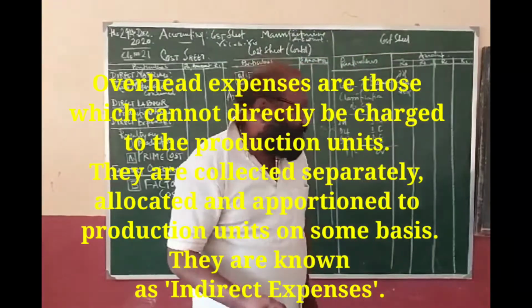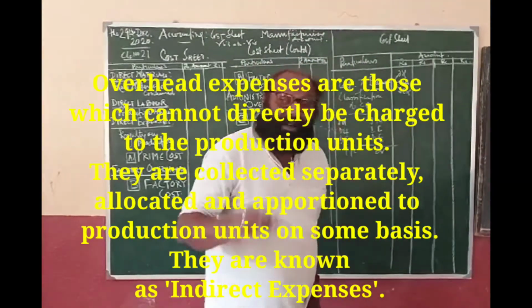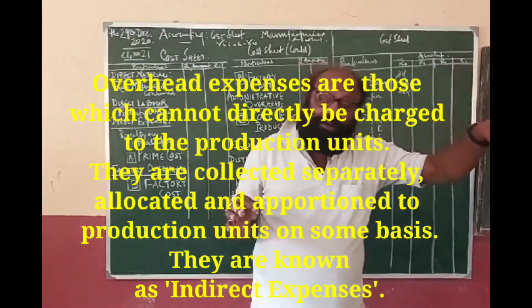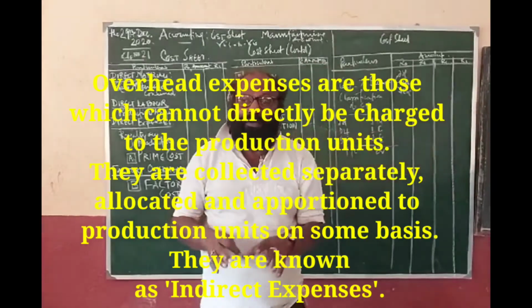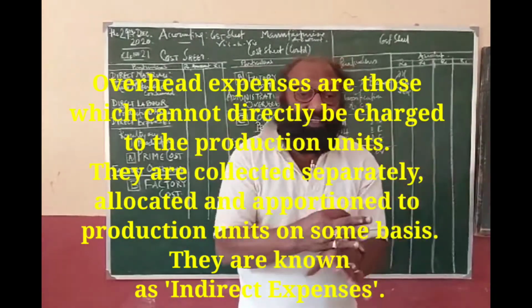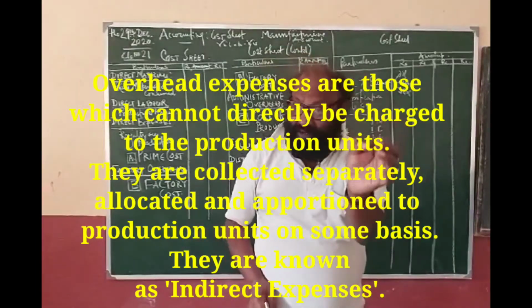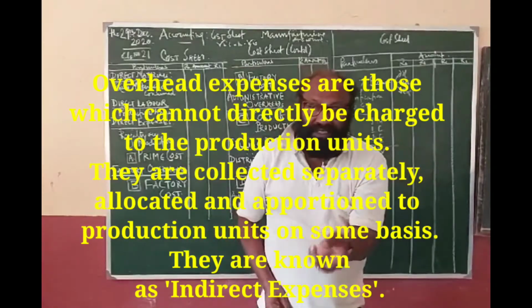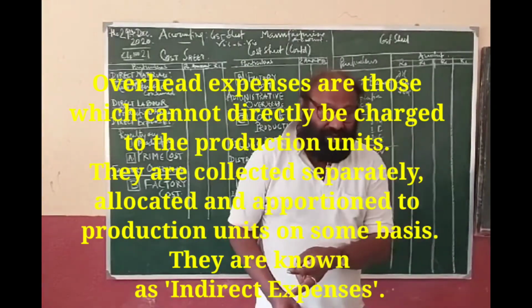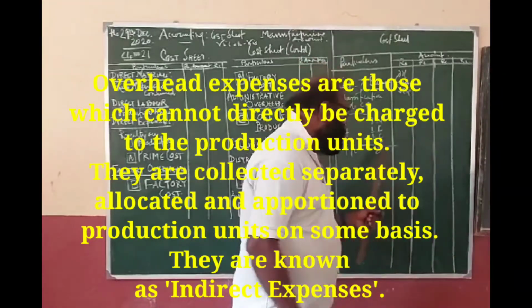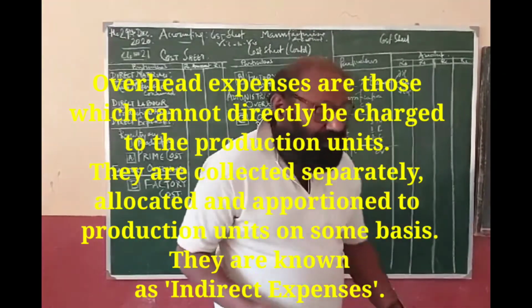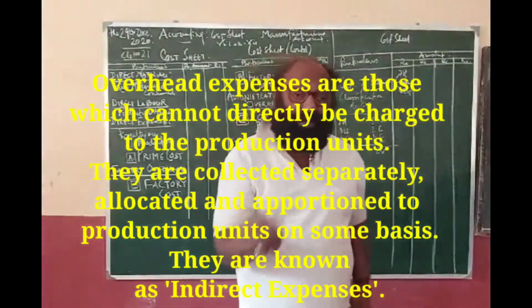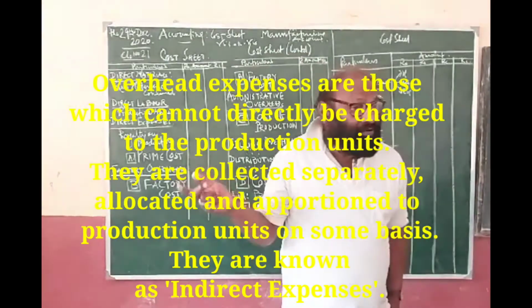Now these overheads are classified into different heads. When I took up the profit and loss account, I told you the expenses of an organization are segregated into purchase expenses, production or manufacturing expenses, administrative expenses, selling expenses, and distribution expenses. In the same way, overheads are segregated into these parts. One is factory overhead or production overhead, next administrative overhead, and then selling and distribution overhead.